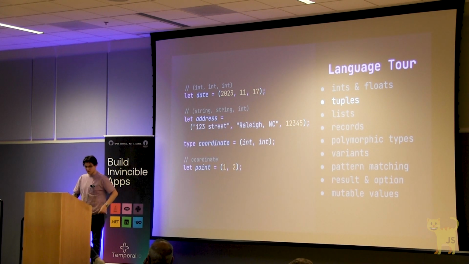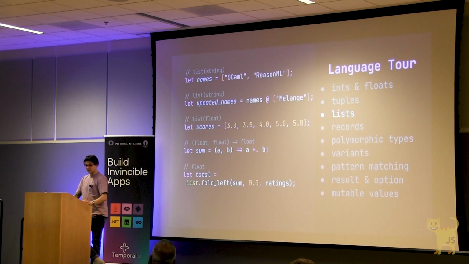So to start, our first type is a date. It's a tuple where the type is int, int, int. We could also model an address, right? This would be string, string, int. Or maybe we create a type alias for a coordinate that is a tuple of an int. One cool thing is that after we make that coordinate type, the type system knows that it can infer our variable point to be the type of coordinate.